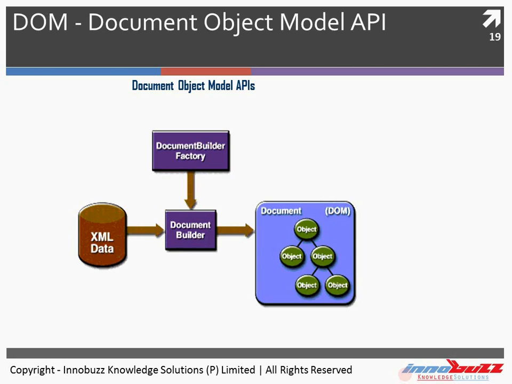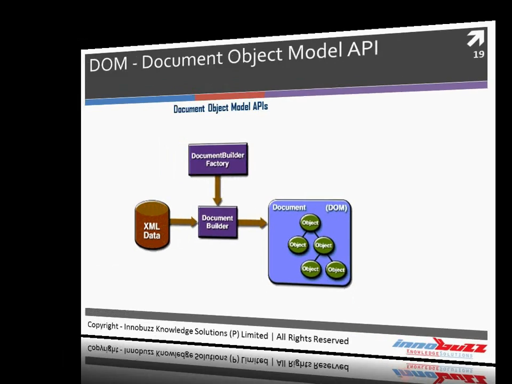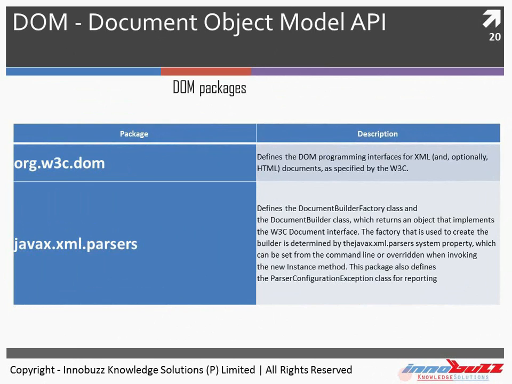Whenever you pass XML data using this document builder, you can build the XML with nodes in it. So this is the package of the Document Object Model API. Here there is org.w3c.dom, which defines the DOM programming interfaces for XML documents as specified by W3C.